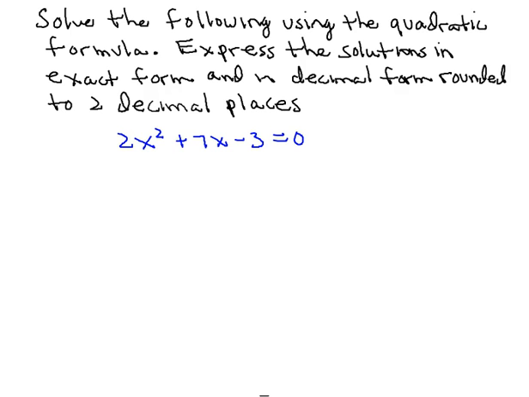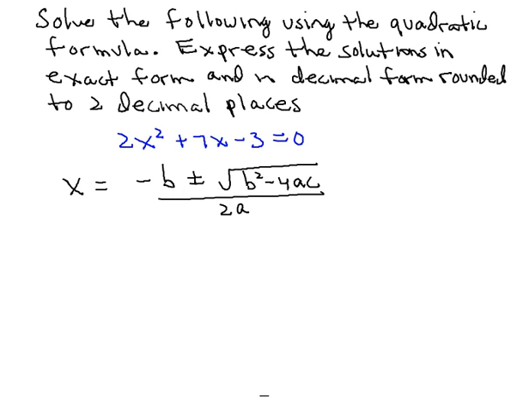Now let's next use the quadratic formula to solve a specific quadratic equation. The one that we're going to look at here is 2x squared plus 7x minus 3 is equal to 0. My recommendation is that you always write down the general quadratic formula first. So let's do that. We have x is equal to, you remember, the opposite of b plus or minus the square root of b squared minus 4ac, all over 2a.